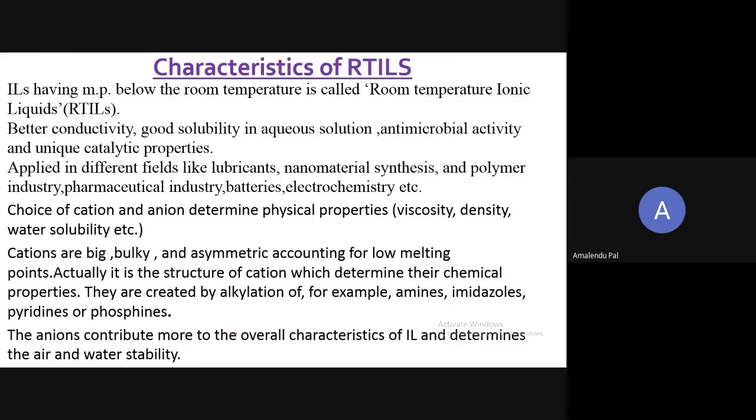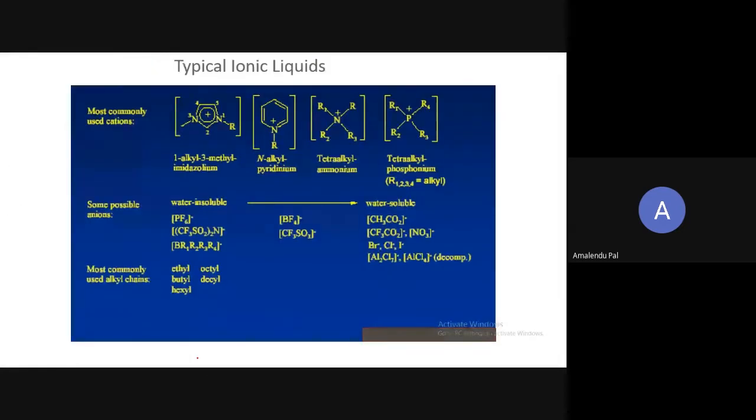The anion contributes to the overall characteristics of the ionic liquid and determines the air and water stability. Let's see what the cations are, what the anions are. Most commonly, there are 8 types of cations. Here I'm showing only 4: 1, 2, 3, 4. In the next slide I have collected the total of 8 cations available till now.